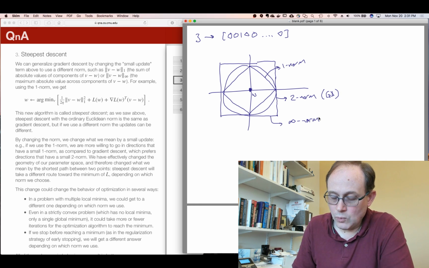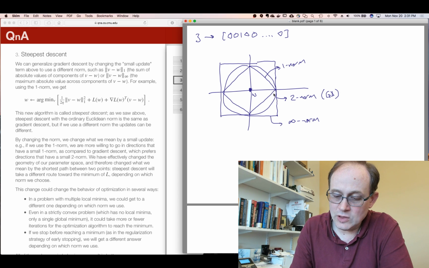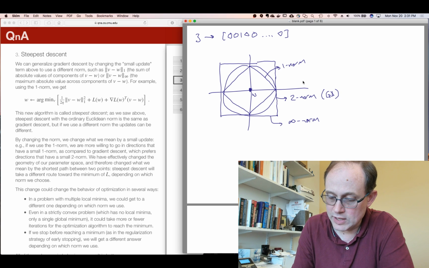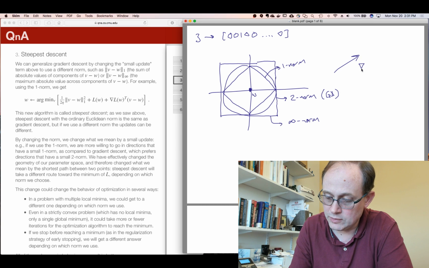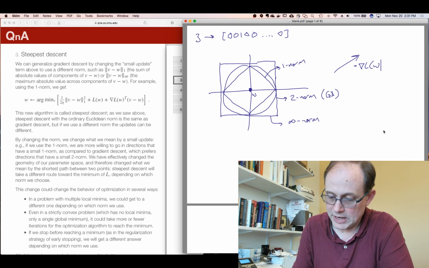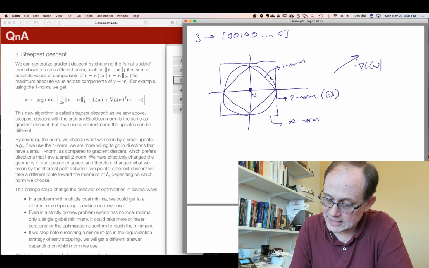And so what does that mean? If we substitute in the 1 norm, we'll have a higher tendency to go to a corner of this 1 norm ball. Let's say the gradient of L at W is pointing this way. Actually, let's say it's the negative gradient, that's the direction we're trying to go. With the 2 norm, we'll just go in the exact same direction.